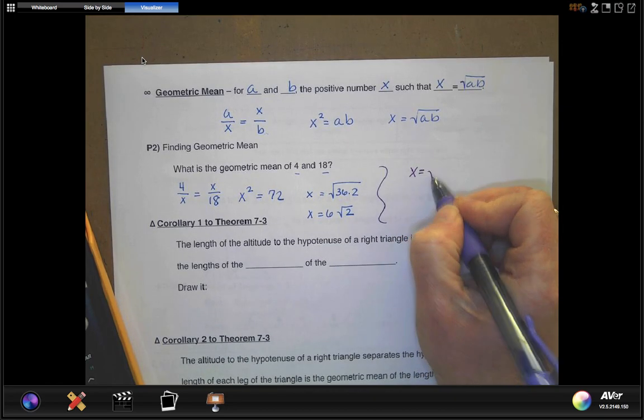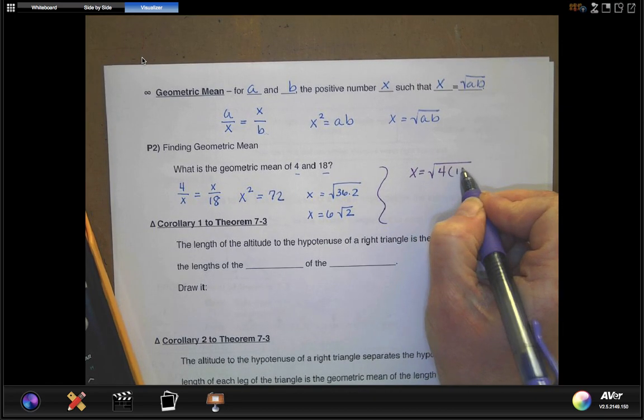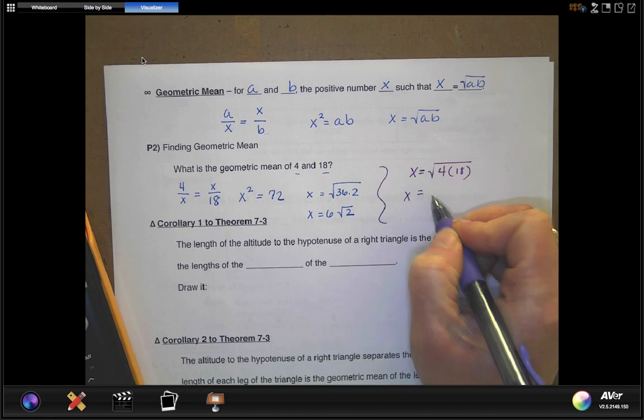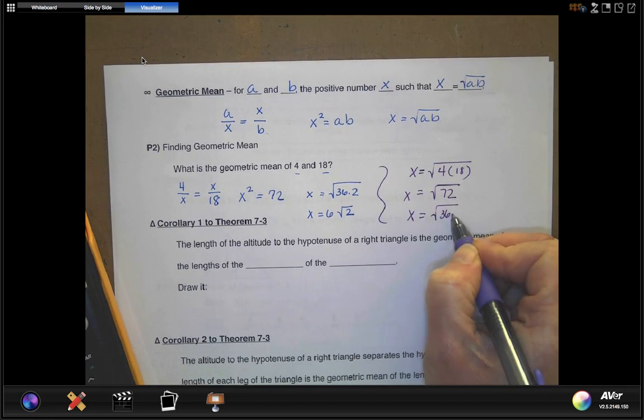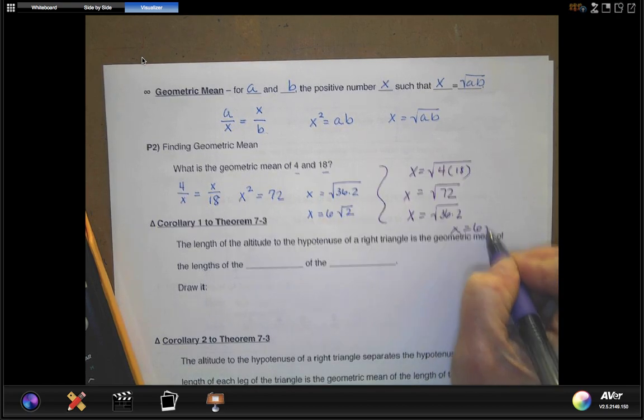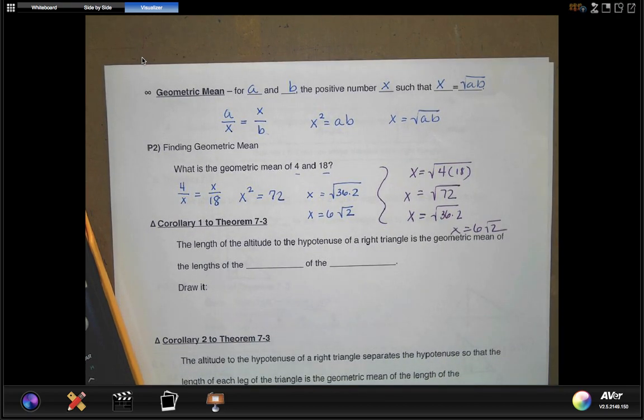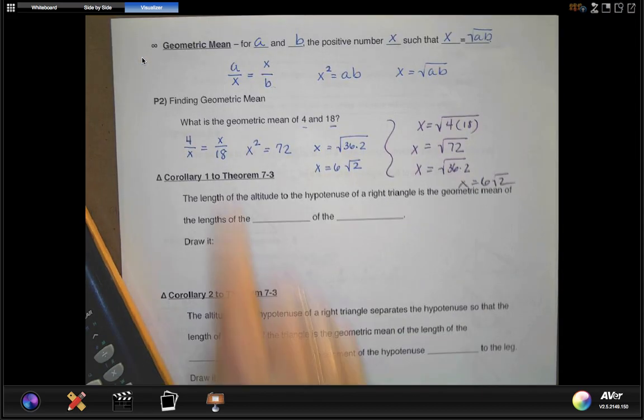So x is the square root of 4 times 18. So again, we'd have x is the square root of 72. X is the square root, so 36 times 2 again, so x ends up being 6 square roots of 2. Okay? So you could do it that way if you don't want to set it up like a proportion.